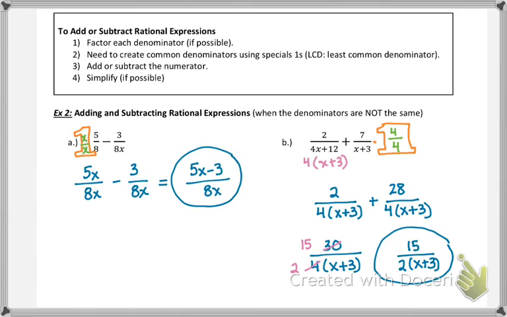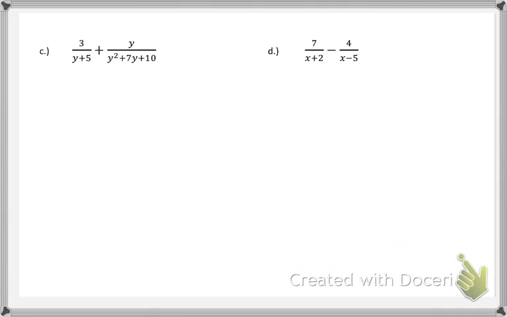And I can't reduce any further. Okay, it also will be correct if you decide to multiply the denominator out to x plus 6. That would be fine as well, but you can leave it in the factored form. All right, let's look at the next one. Looking trickier, but still very similar.